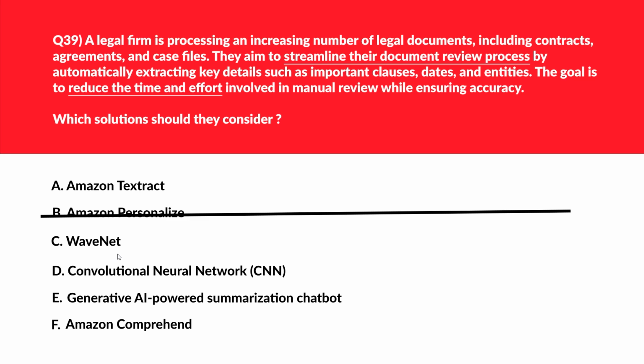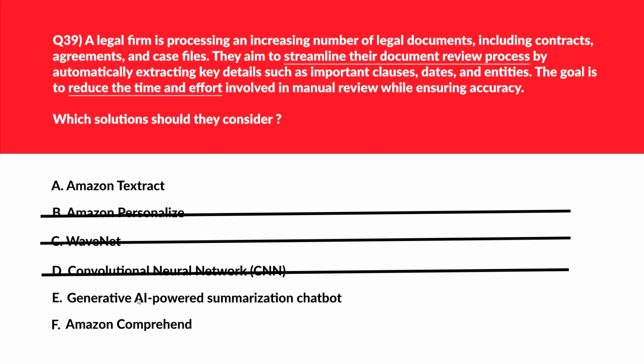Let's move to option C. C says WaveNet. WaveNet is designed for audio generation, not text extraction. Let's eliminate this. Let's move to option D. D says convolutional neural network, known as CNN. CNN is primarily used for image analysis and not extracting information from text documents. Again, it is incorrect. Option E says Gen AI powered summarization chatbot. This is useful for generating summaries and extracting important details from large volumes of text. Therefore, this is another correct answer.